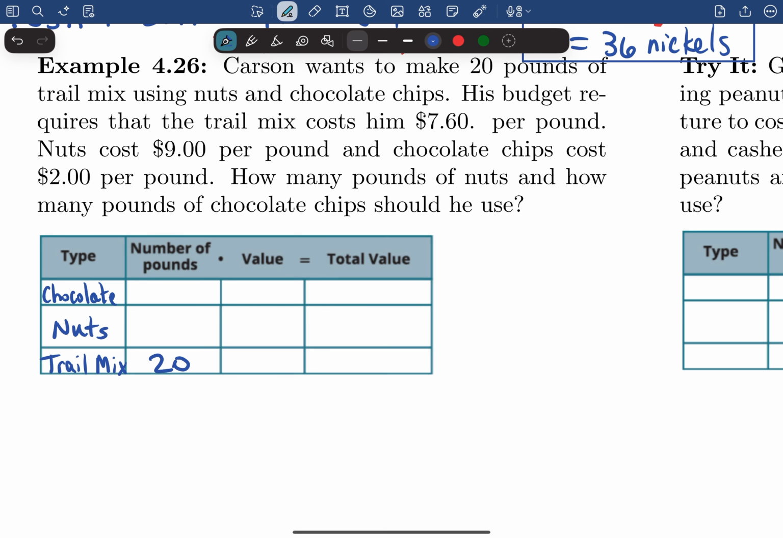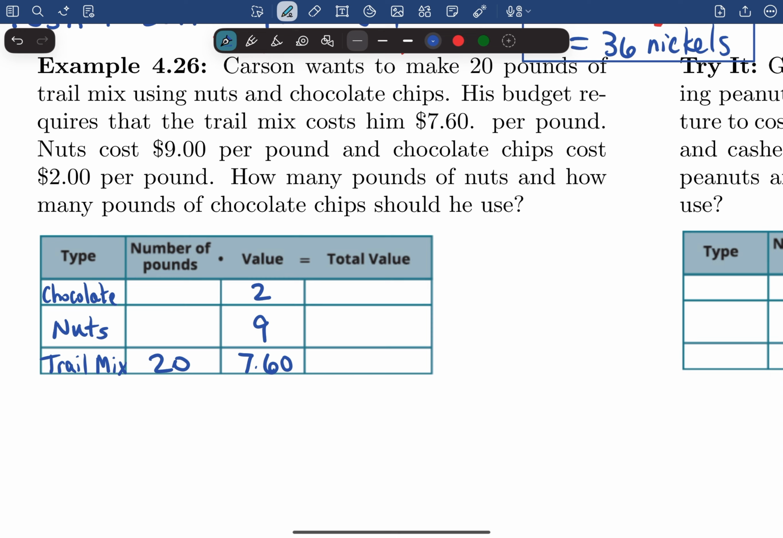And his budget requires the trail mix costs $7.60 per pound. So the value for the trail mix is $7.60 each pound. And then $9 per pound for the nuts. And then $2 per pound for the chocolate, right? So, really I could just put a 2, since this is exactly $2 a pound, and a 9. Let's make life easy. And how many pounds of nuts and how many pounds of chocolate chips should he use? That's what we need to find.